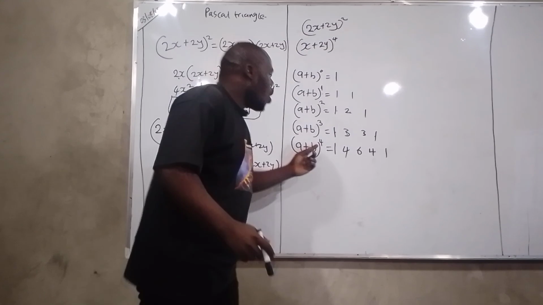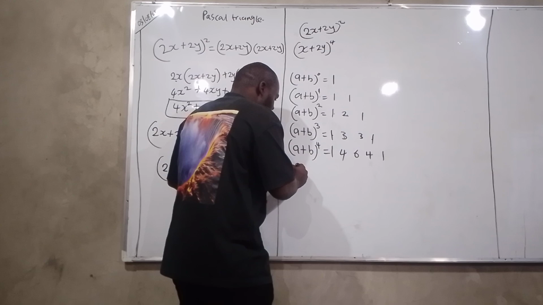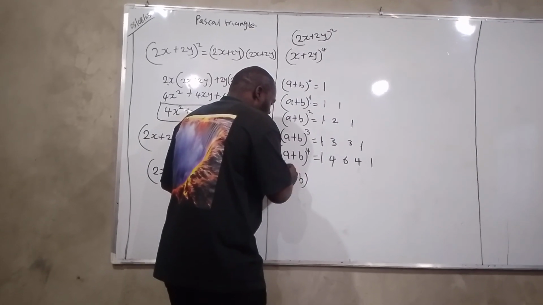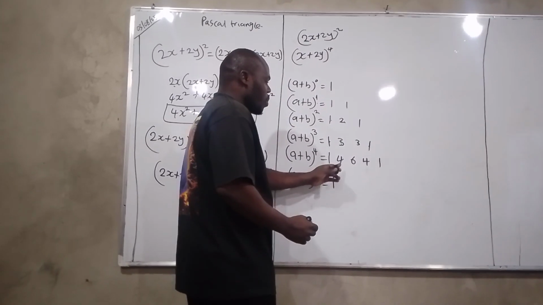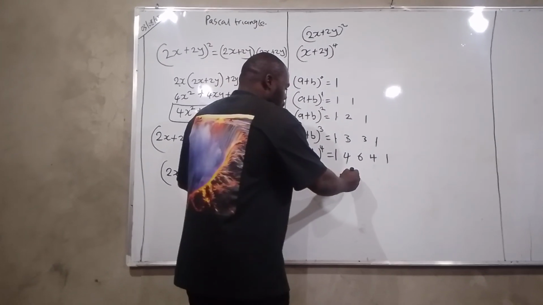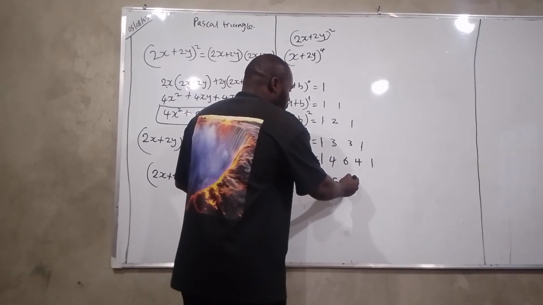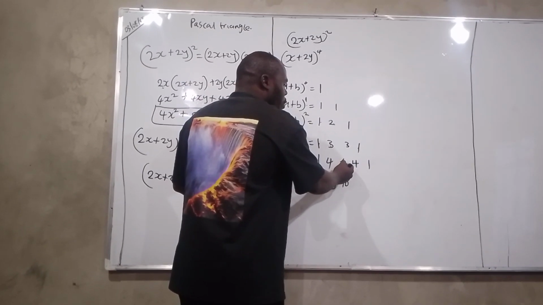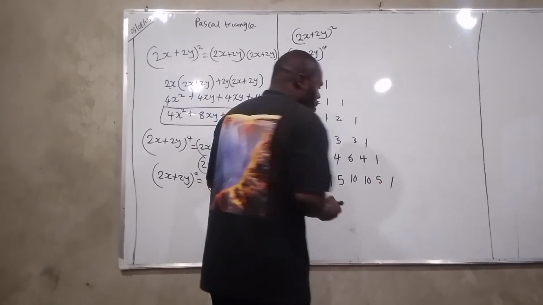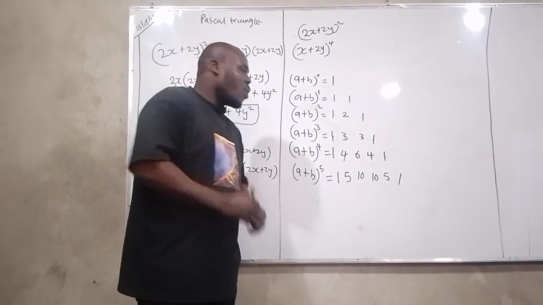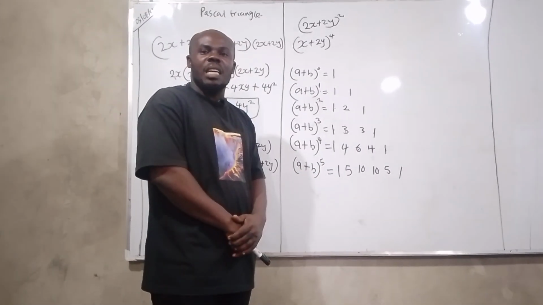Also, when you have another power, this is the power of 5. So (a + b) to the power of 5 becomes 1. 4 plus 1 is 5. 6 plus 4 is 10. 4 plus 6 is 10. 1 plus 4 is 5. So this becomes your expansion when it has 5 as the highest power.